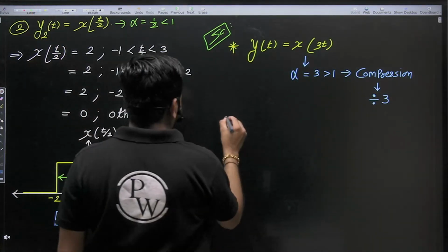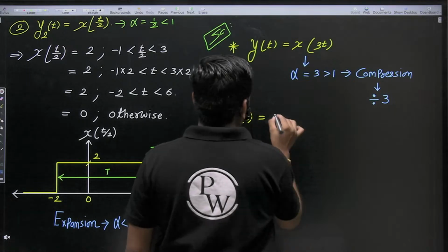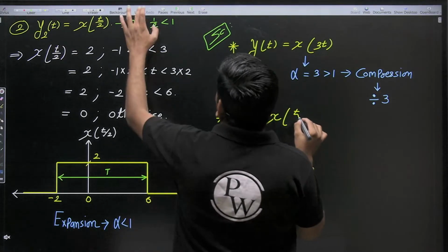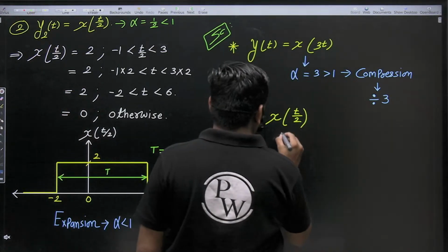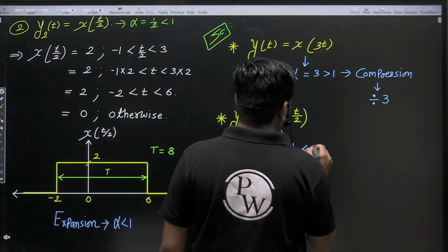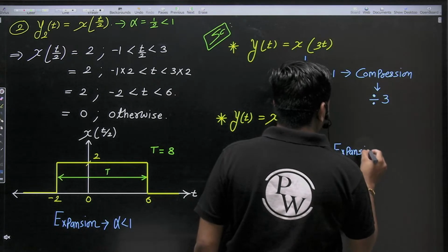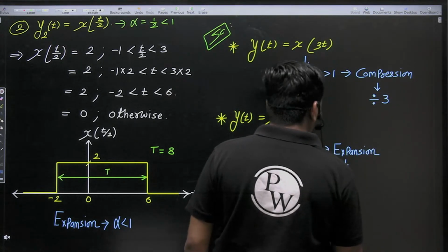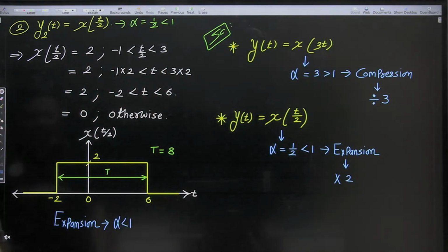Okay, and here y of t is equal to x of t by 2. So alpha is equal to 1 by 2, which is less than 1. That means time expansion. Expansion means multiply with 2, guys. Correct? Multiply by 2. You have to multiply each and every instant with 2, guys. Fine? Clear to each and every one?